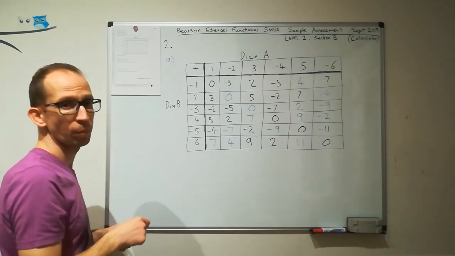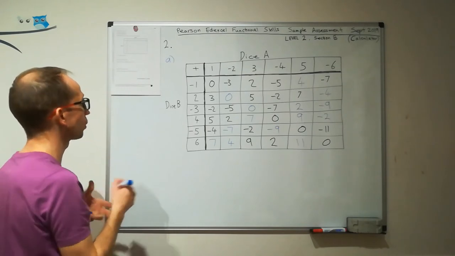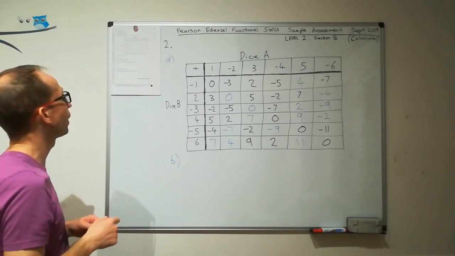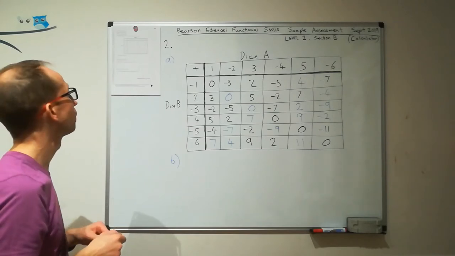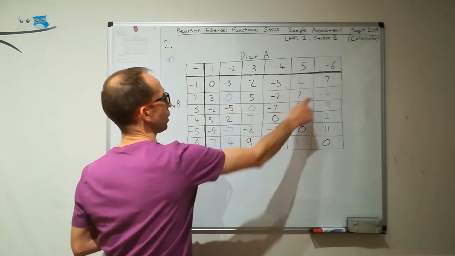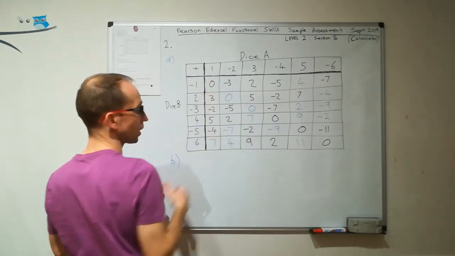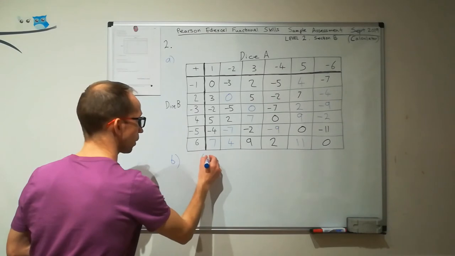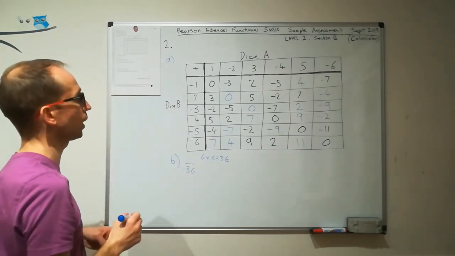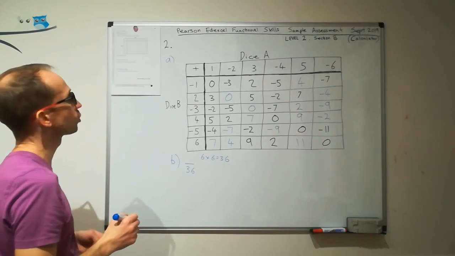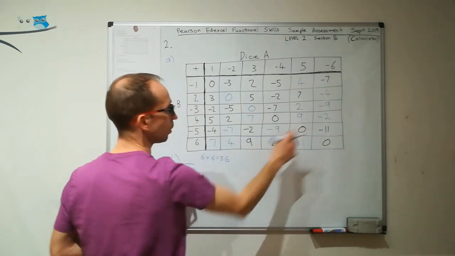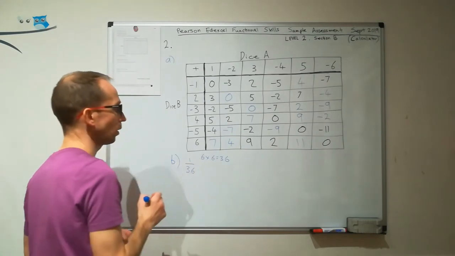So that's only one mark for part A, but it should help us answer the next part of the question quite quickly. For part B, it says, Dan throws the two dice once. What is the probability that the total score is minus 11? Well, how many different outcomes have we got? We've got 6 times 6 outcomes, and 6 times 6 is 36. So the probability is going to have 36 as the denominator. How many times do we get minus 11? There's only one way that we can get it. So it's going to be 1 out of 36.